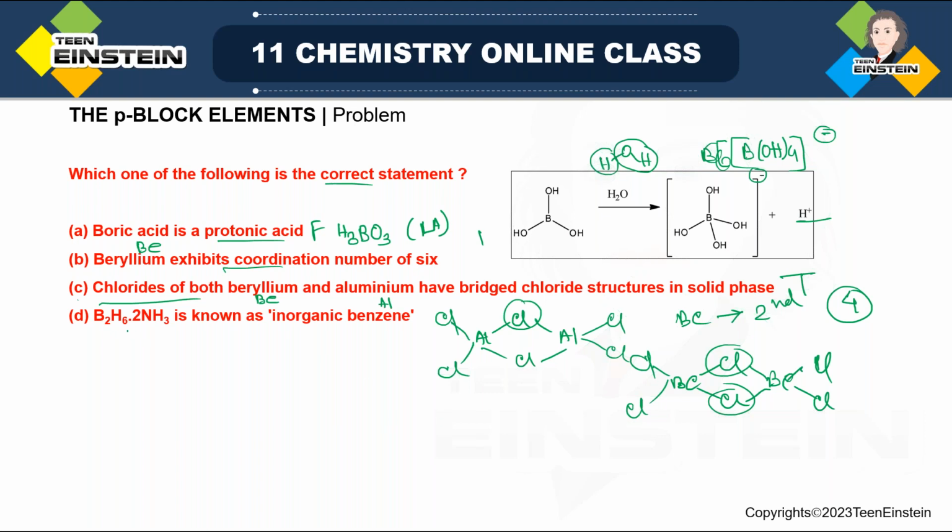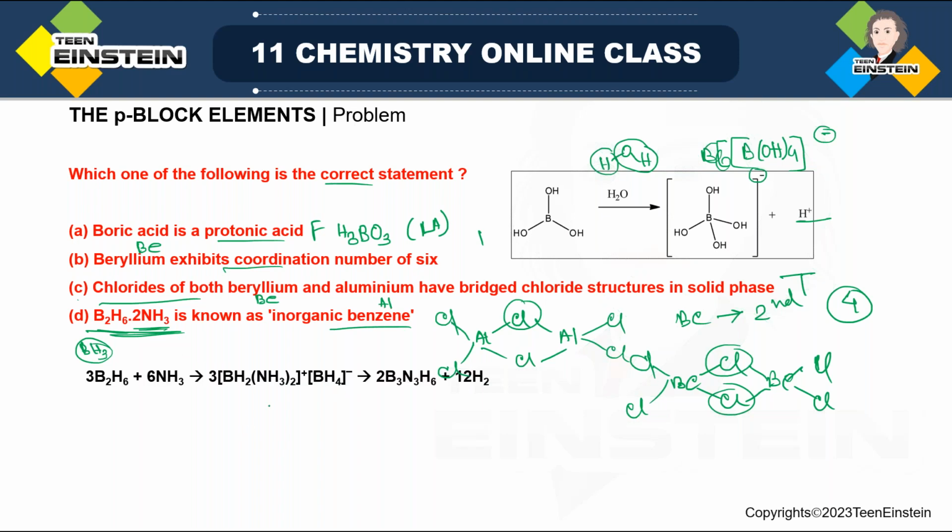And the last statement, B2H6·2NH3. Now B2H6 is diborane, that is the dimer of BH3. It doesn't exist as a monomer. It is always a dimer, B2H6, to remove its electron deficiency. And as it has Lewis acidic nature, it will form an adduct with Lewis bases such as ammonia. But it is saying that it is known as inorganic benzene. Is it true? If you directly look at this formula, it seems as if it is not true, because inorganic benzene or borazine is B3N3H6. But here it is not looking like B3N3H6, right?